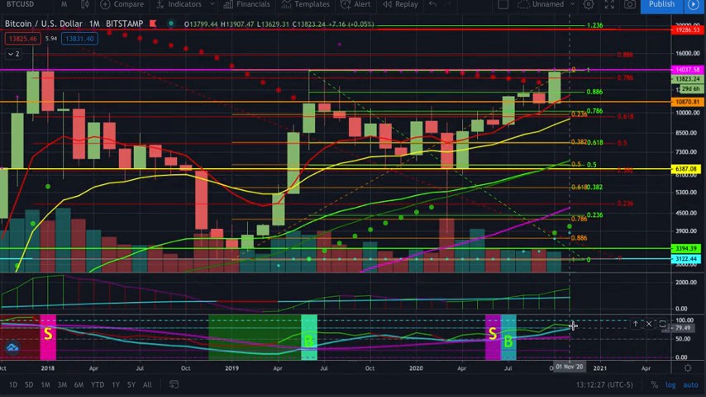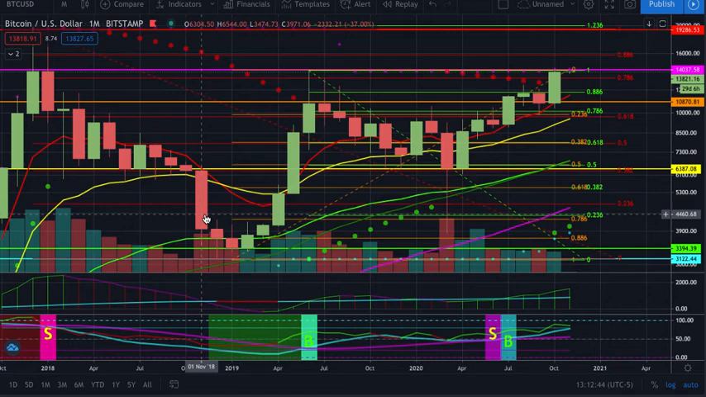So if we get rejected right here, that would line up perfectly with the resistance right there. If we move up into it again, that would basically mean we're probably going to go parabolic, and you're going to see sometime in the next couple months after that a massive move to the upside, followed by the best opportunity to short, because it's typically the parabolic trend ending.